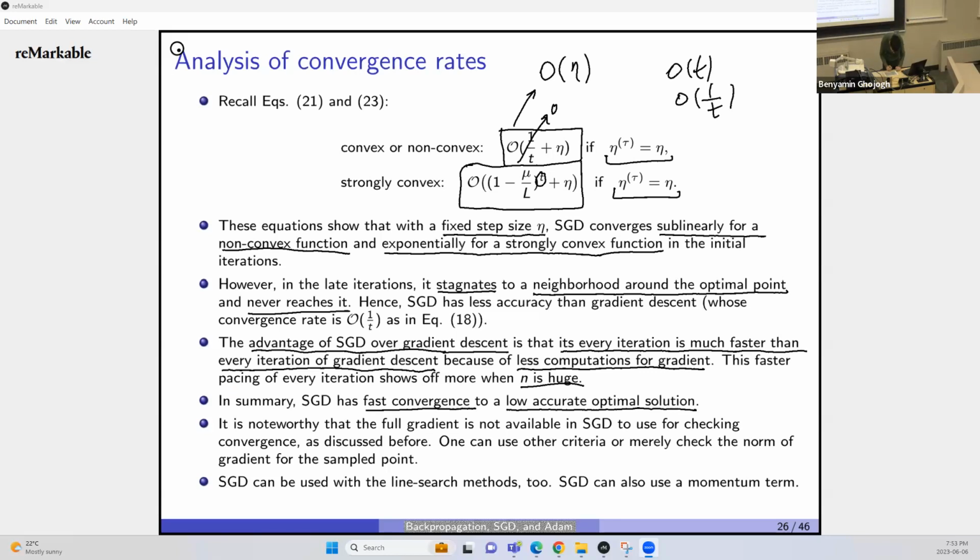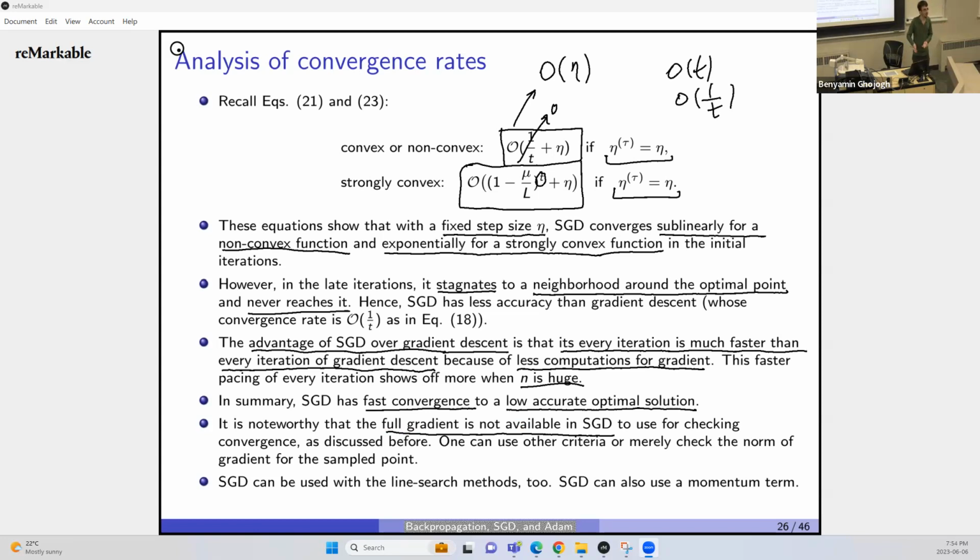It is noteworthy that the full gradient is not available in SGD to use for checking convergence. Do you remember what one of the convergence criteria was? What do I mean by convergence criteria? When to stop the optimization? One of them we were using was the L2 norm of the gradient. Do you remember? If it is less than some epsilon, stop.